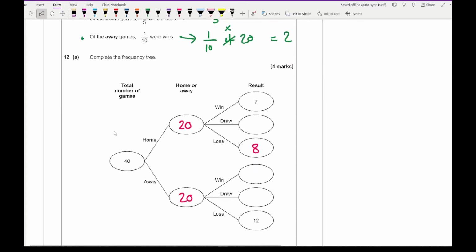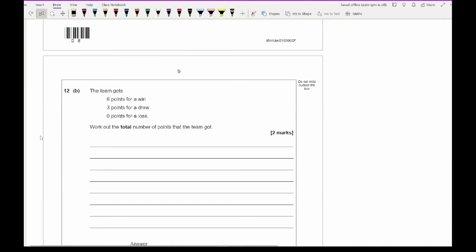So that then is going to be 2. And then from this, to work out the middle numbers, that's going to be 20 minus 7 minus 8, because all of these three need to add up to 20. And that gives me an answer of 5. And if I do the same where all of these add up to 20, that's going to be an answer of 6.